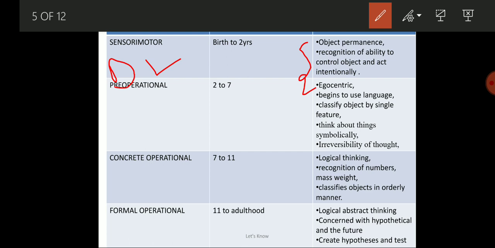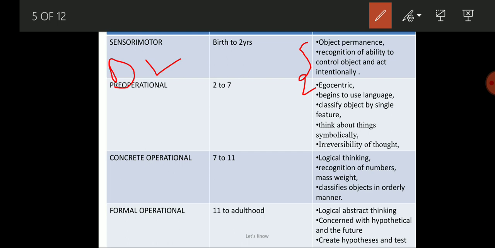Sensory motor is the initial stage, so there is no experience or knowledge about the thing which he observes or touches, because it is just the initial stage. He uses his sense organs so that he can understand. In that particular stage, what happens? Object permanence, we have already discussed. The object is not present here, but he may think that it is present.